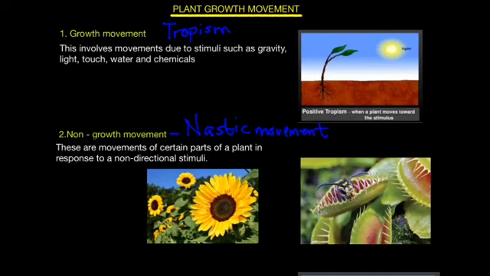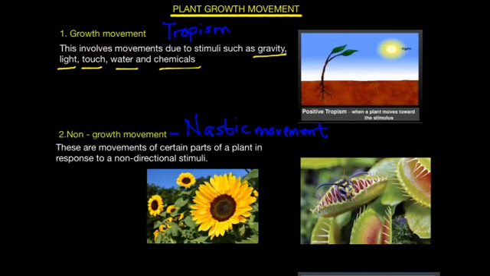Today we'll be focusing more on growth movement, but before we do that, let's look at the definitions of the two types of movements. Like we said, the first type is the growth movement, which is also known as tropism. Now, how do we define that? It says this involves the movement due to stimuli such as gravity, light, touch, water, and chemicals. These things are what we refer to as stimuli.